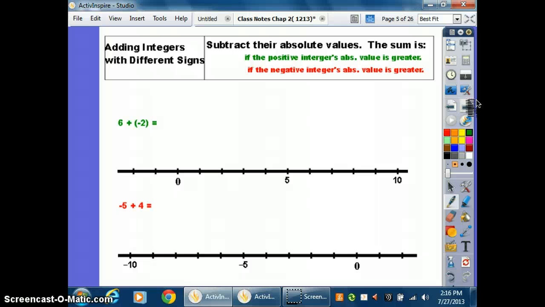So if you subtract their values, 6 and 2, 6 minus 2 is 4. If the absolute value of 6, the first integer, is greater than the absolute value of the negative number 2, which it is, then our answer is going to be positive. So it would be a positive 4.